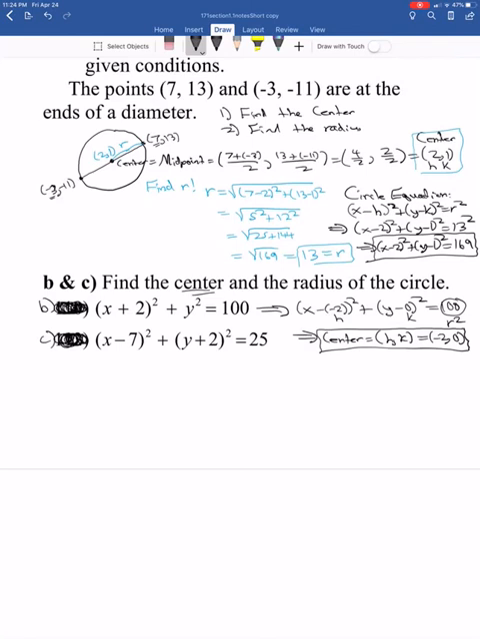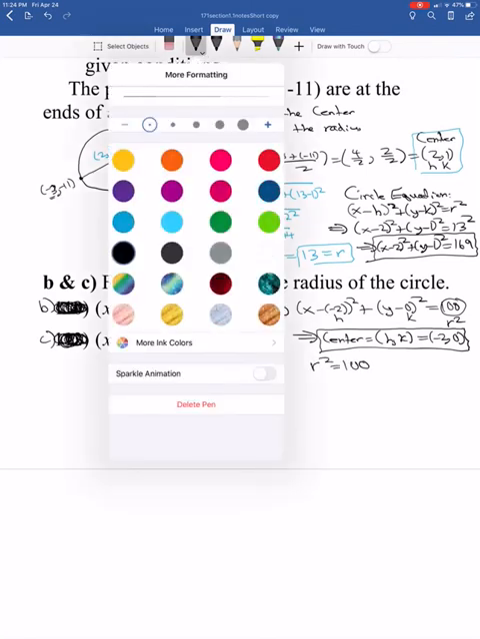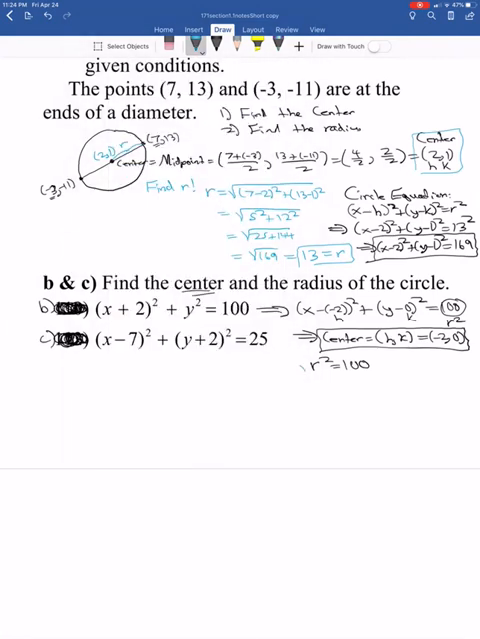And then the radius, of course, if r squared is equal to 100, we need to take the square root of both sides. And what do we get here? We get r equal to 10, square root of 100. So our radius is 10 units. And if you wanted, you could graph it. We could take that information and get a quick picture of this graph. So let's go ahead and graph this one.